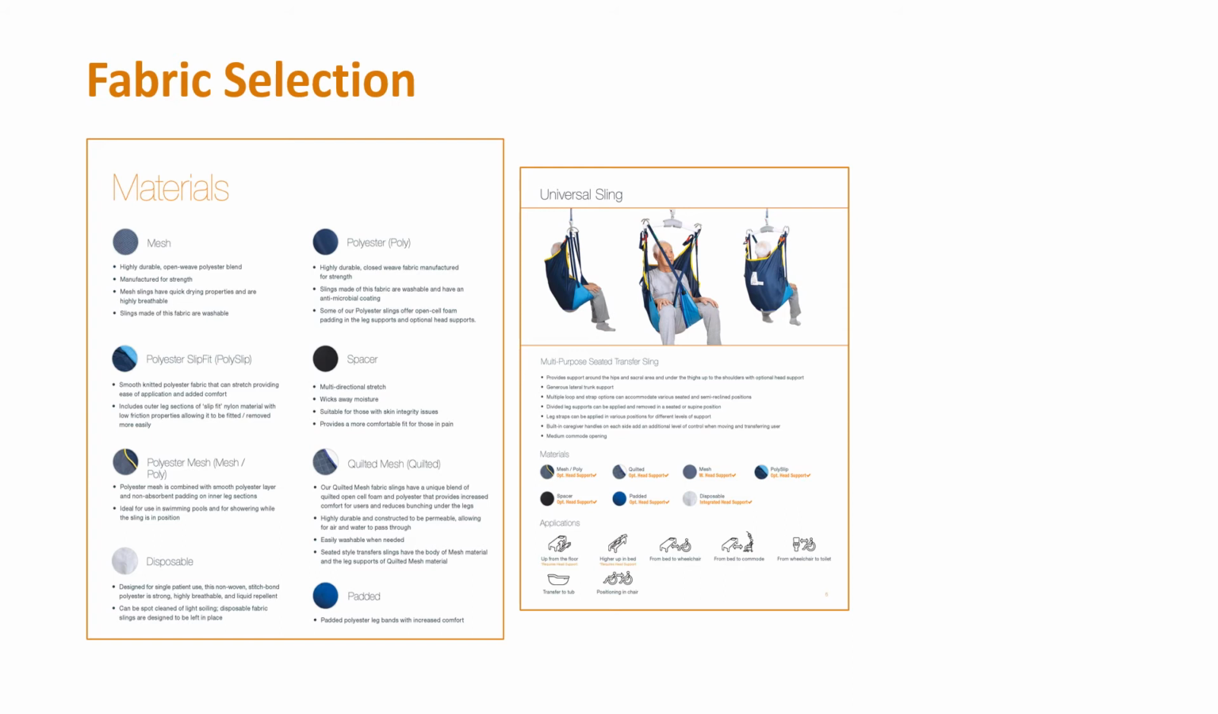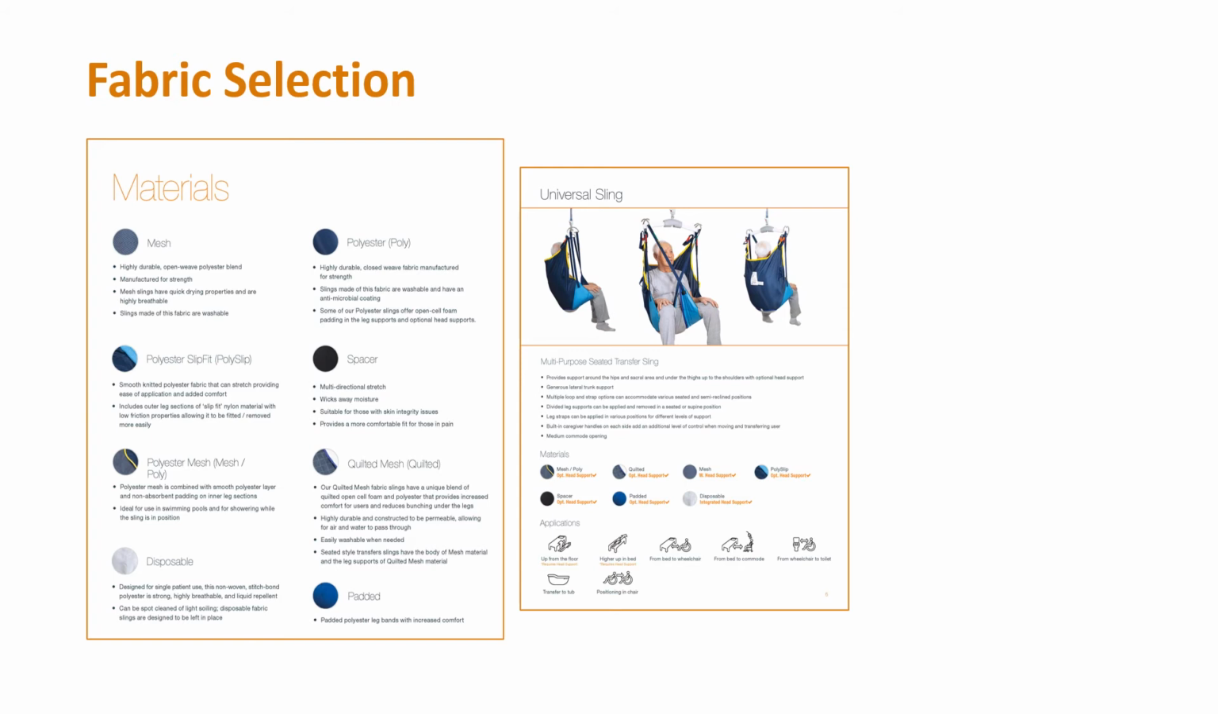The quilted mesh slings have a mesh body and quilted leg bands. The leg bands are a combination of open cell foam and polyester material which provides both comfort and durability. Quilted mesh slings are water and air permeable, and the quilted leg bands reduce the bunching effect under the thighs sometimes seen with all mesh slings.